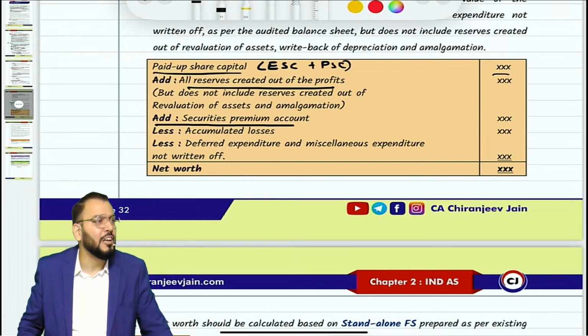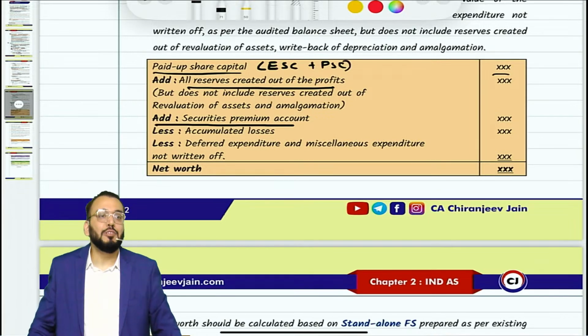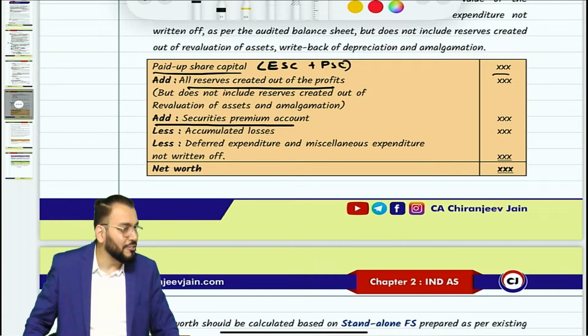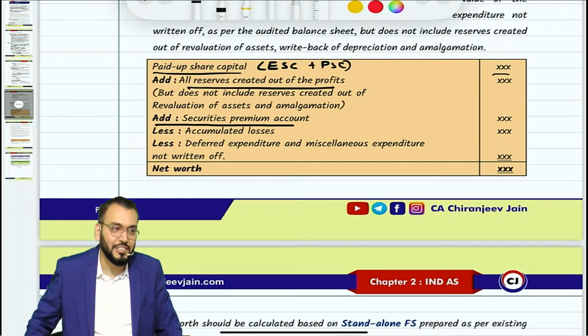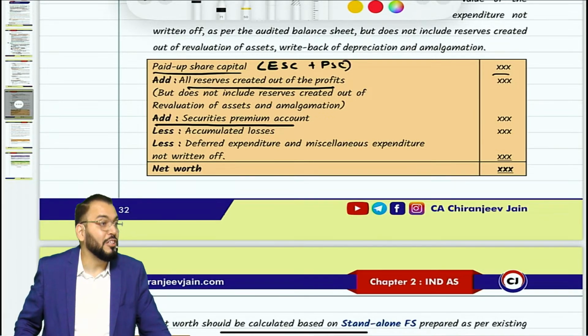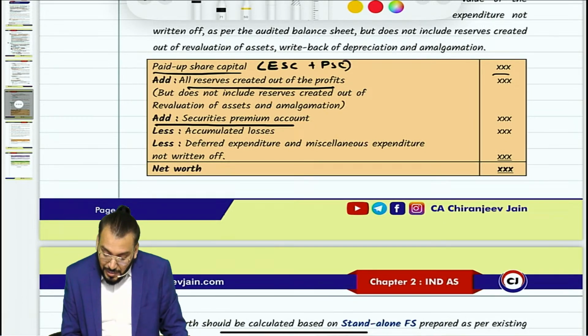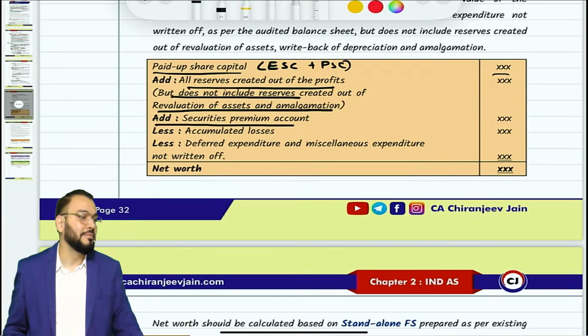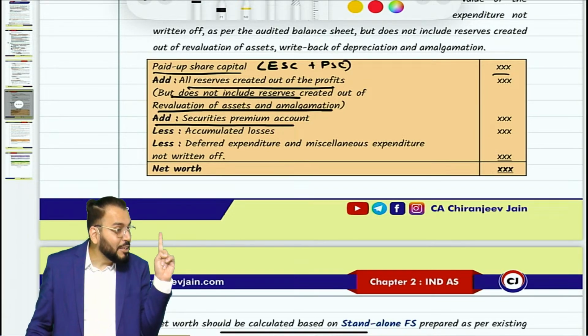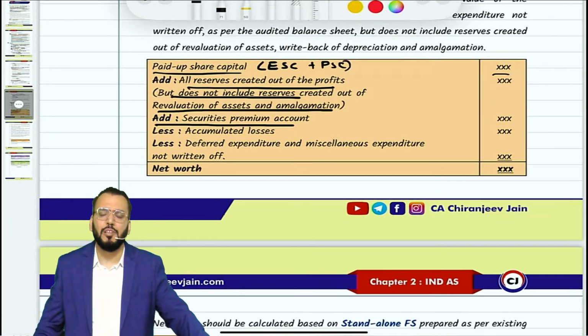Can you give me some other examples of reserve and surplus which you have done in CA Inter which are not created out of profit? Revaluation reserve. You have done it under AS 10, accounting standard 10. Revaluation reserve is not created out of profit, so that will not be added. One more: in the amalgamation chapter you have done capital reserve. The difference will be goodwill or capital reserve. That capital reserve is also not created out of profit. It does not include reserve created out of revaluation of asset and amalgamation. So we will not add revaluation reserve and will not add capital reserve. Apart from that, all the reserve and surplus will be added.